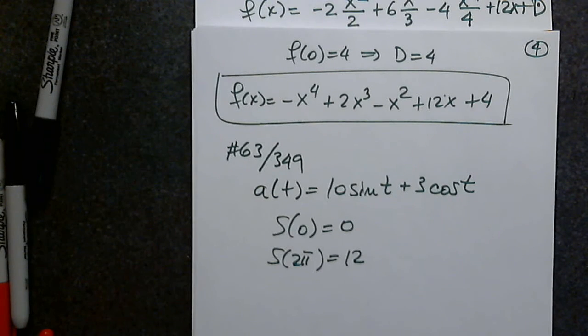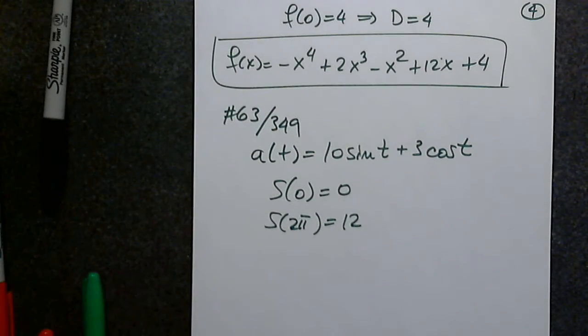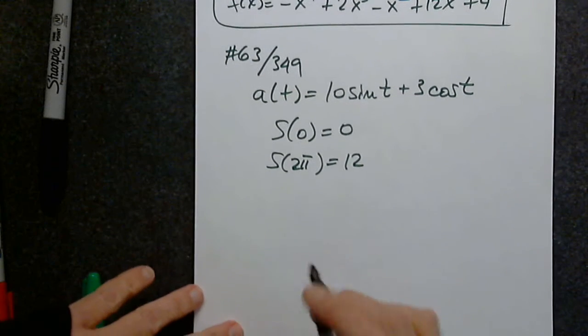A particle is moving with a given data. Find the position of the particle. In order to find the position, I have to find what first? The velocity. So let's find the velocity.